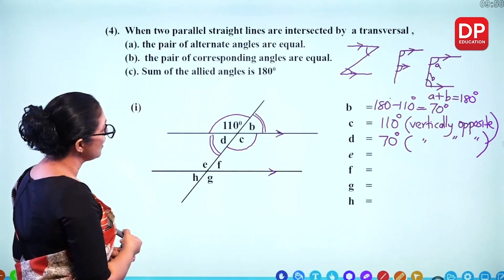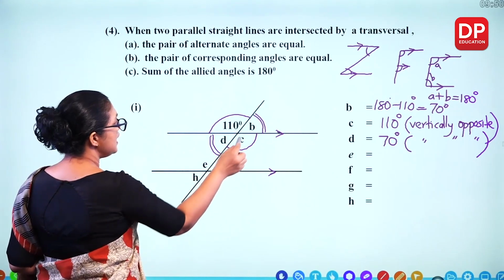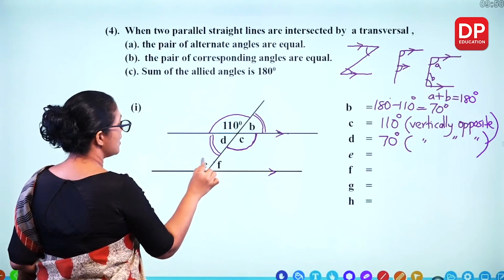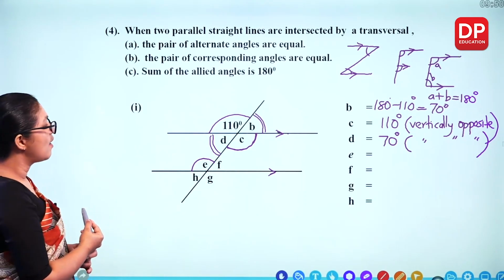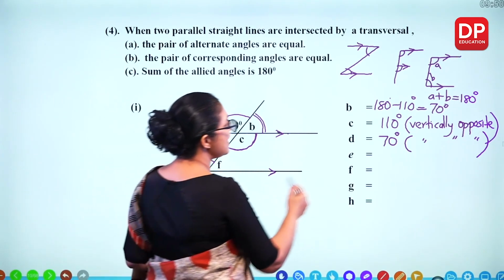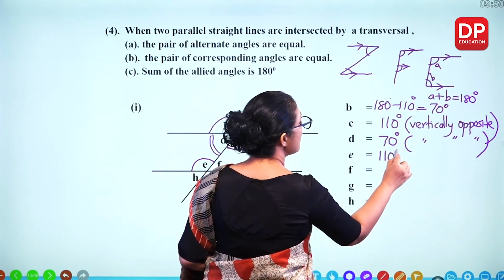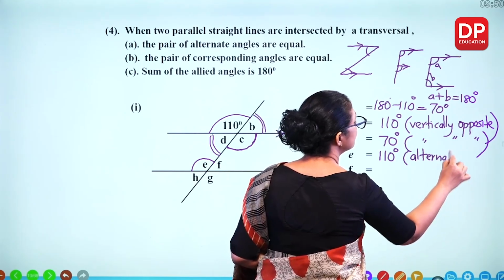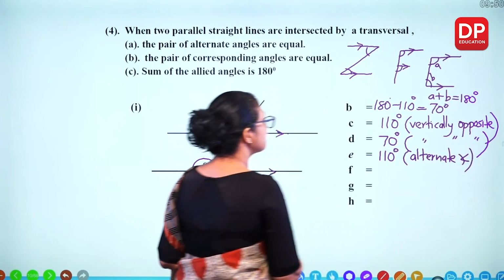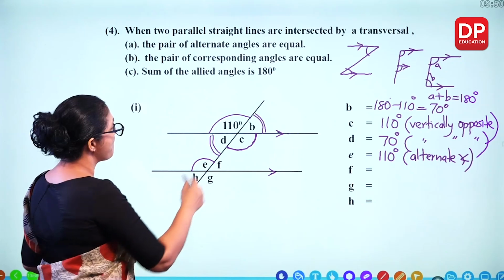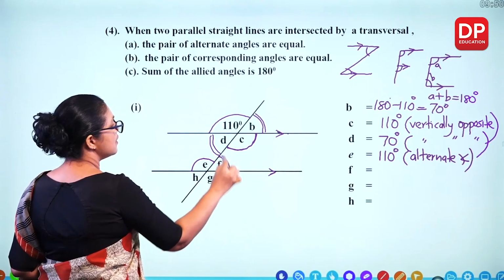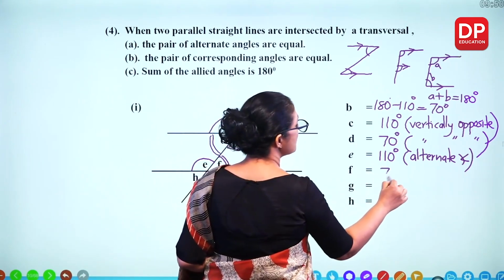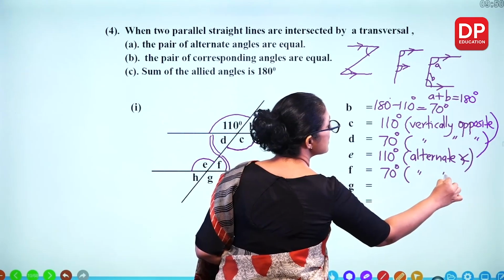Now, E. E and C, what are those? This letter, Z letter, other way around. That's alternate angles. So E and C are equal. So 110 for E, that's alternate angles. F, D and F, both are alternate angles. So D is 70, F is also 70. Alternate angles.